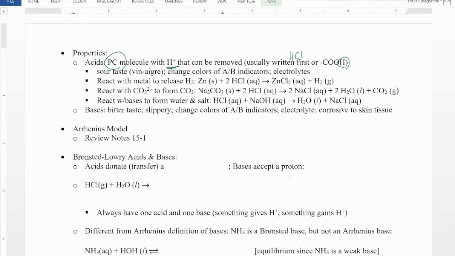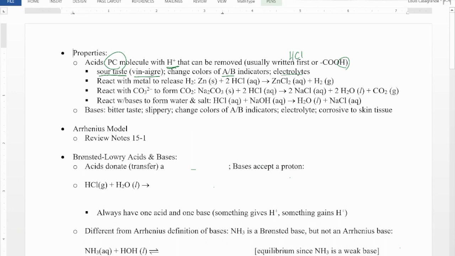weak acids. Acids always have a sour taste, so think about lemons and citric acid and vinegar, which came from the French word for vinaigre, which means sour wine. So the sour taste indicates an acid. Acids also change the colors of acid-base indicators. We'll talk more about those later on, when we talk about acid-base indicators. And as we saw, they are also electrolytes.